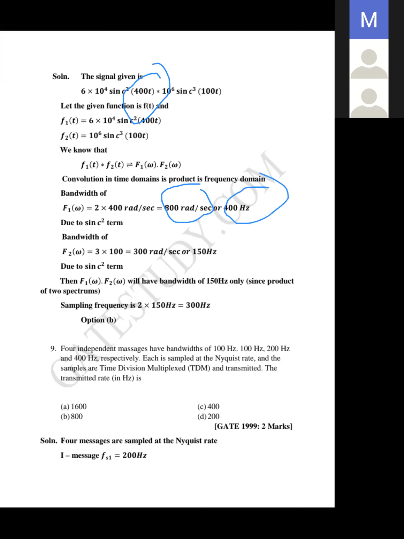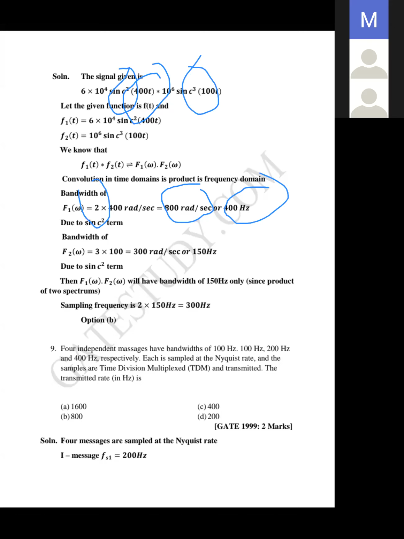Here they have given sinc square, a square term. A cube term means this multiplied 3 times. A fourth power means 4 into the maximum frequency component.